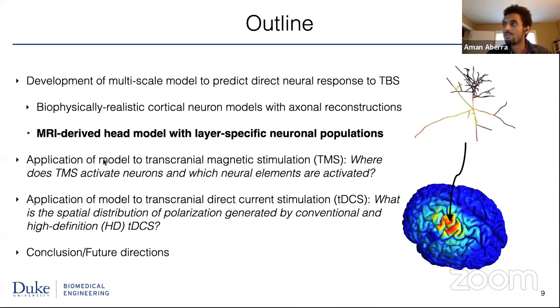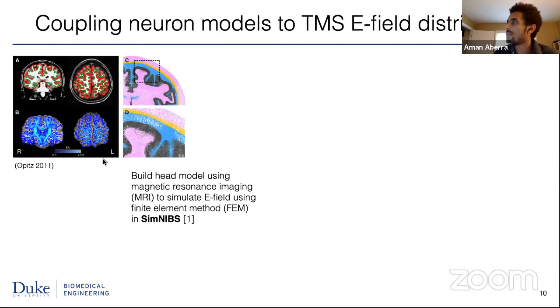So that's an introduction to these models and a brief look at how they behave at the single cell level. The next step is to couple them to the electric field distribution generated by these transcranial stimulation techniques. The way we do this is pretty well established. We build head models using MRI imaging, and I'm particularly using the SimNIBS package.